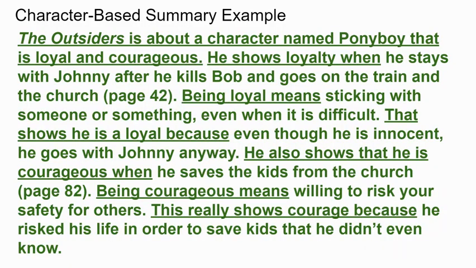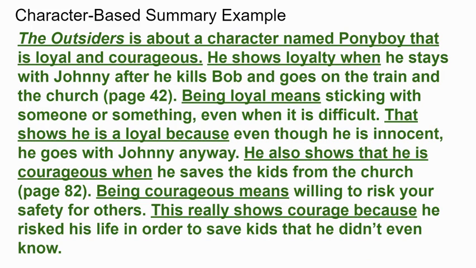Here's an example of a character-based summary. I'm going to follow the same template that I gave you just a moment ago. The Outsiders is about a character named Ponyboy that is loyal and courageous. So those are his 2 traits, loyal and courageous. And then I give examples of when he shows those traits. He shows loyalty when he stays with Johnny after he kills Bob and goes on the train in the church. That happens on page 42.